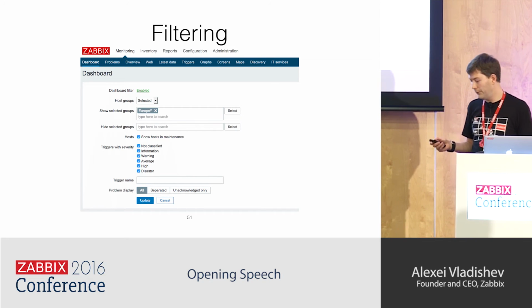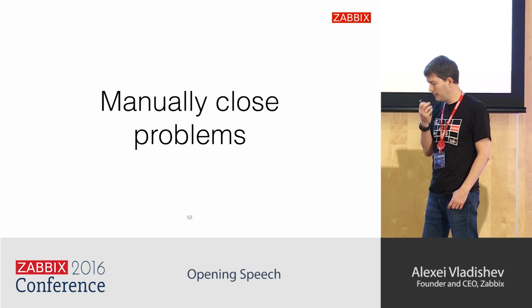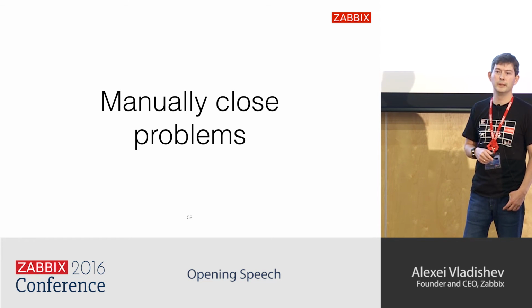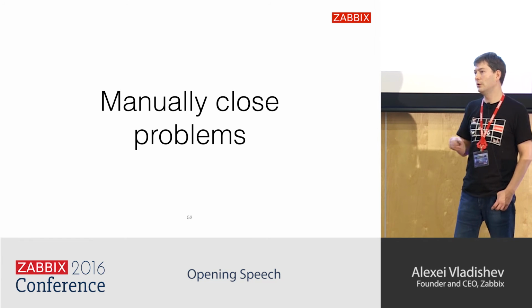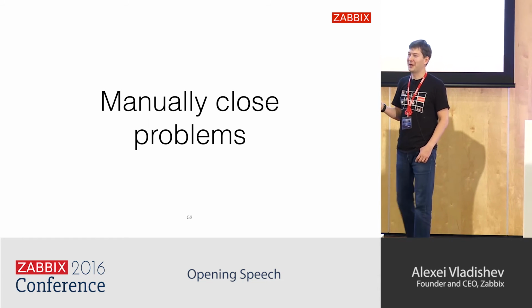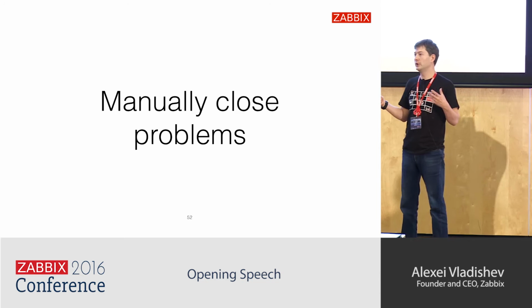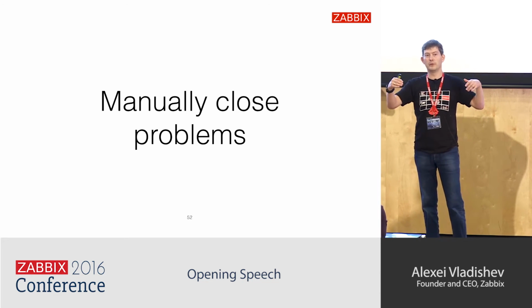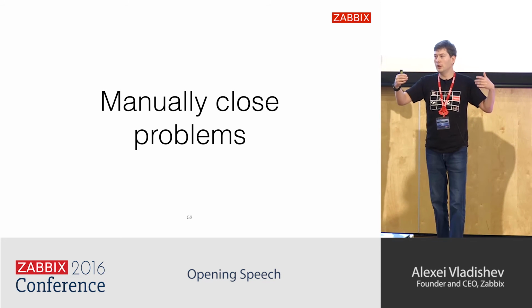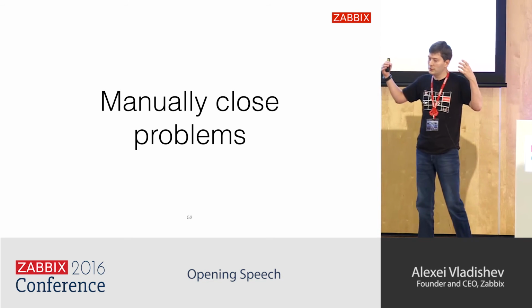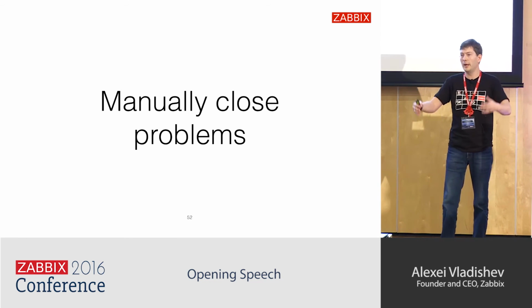Another feature we introduced in Zabbix 3.2 is the ability to close problems manually. Finally, because I know many of us made so many dirty hacks to make it happen, especially when it comes to monitoring of log files, because sometimes we may discover a problem looking at the log file, but we don't know when the problem is resolved. Like the application crashed, and then we need to close this problem manually.